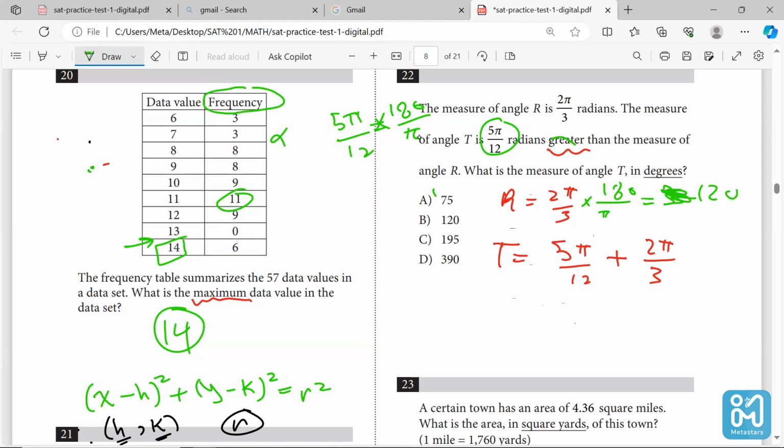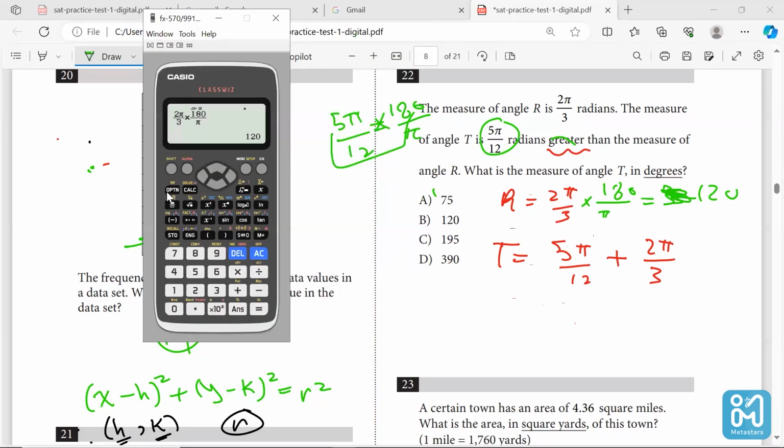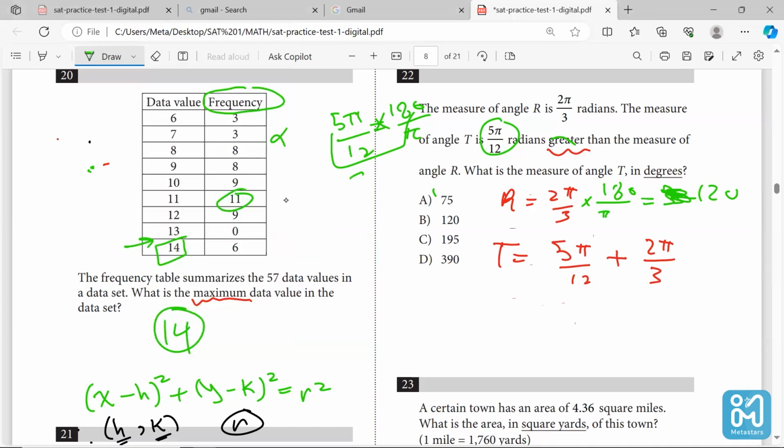Let's convert the second one I have here, using the calculator. 5 pi over 12, multiplied by 180 over pi, equals 75. So my angle here is 75.